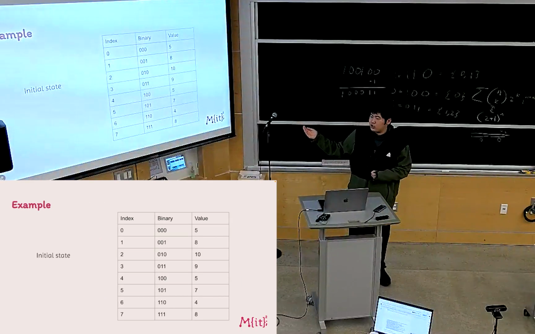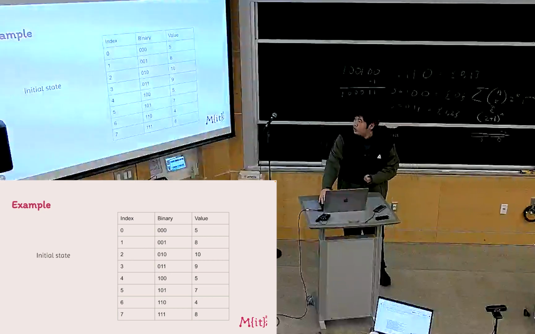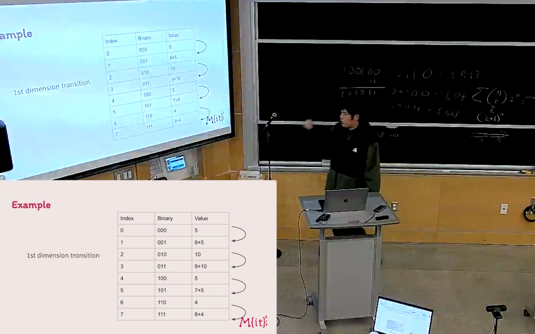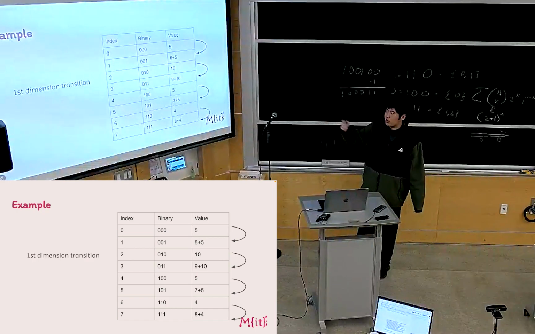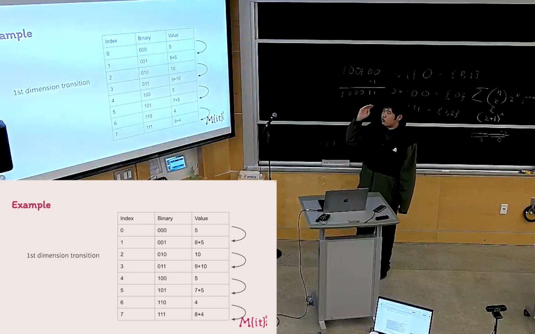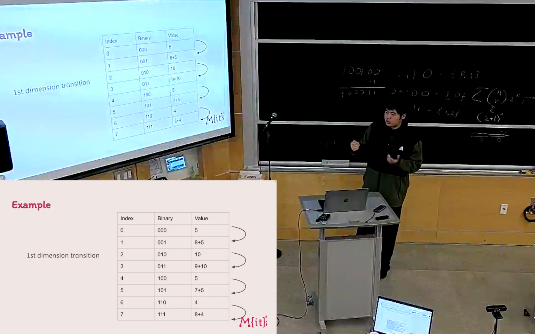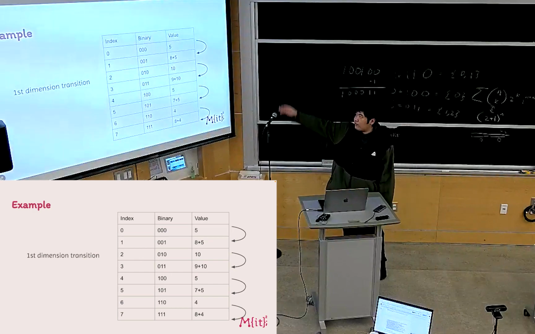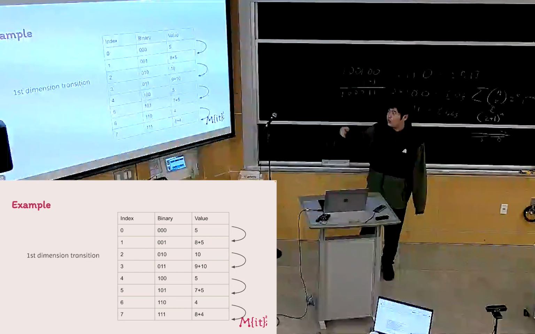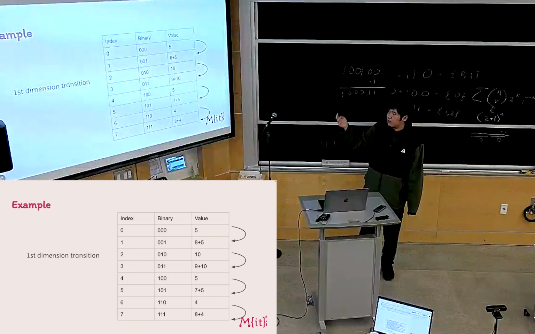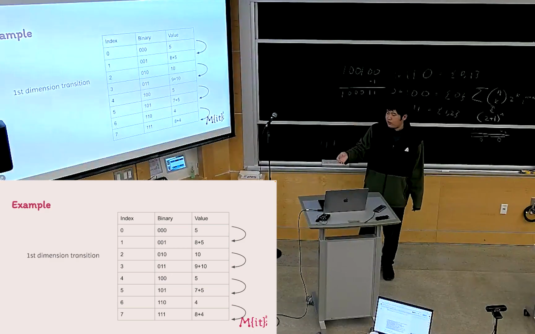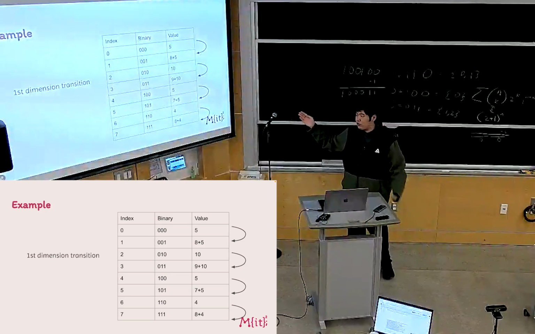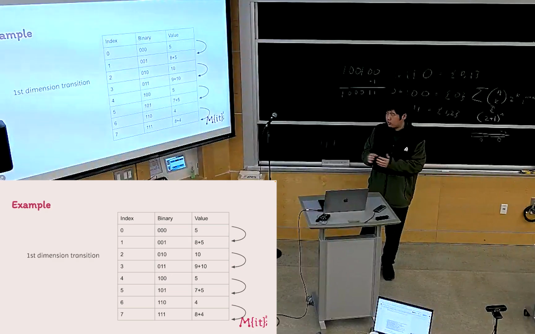So here we have an example, again back to our favorite array from earlier. With the first dimension transition, we're considering the rightmost bit, or the smallest bit, and the transition would have us increase 001 by 000. So we add 5 from 0 to 1, or alternatively, we add 10 from 2 to 3, we add 5 from 4 to 5, and we add 4 from 6 to 7. Does this make sense?